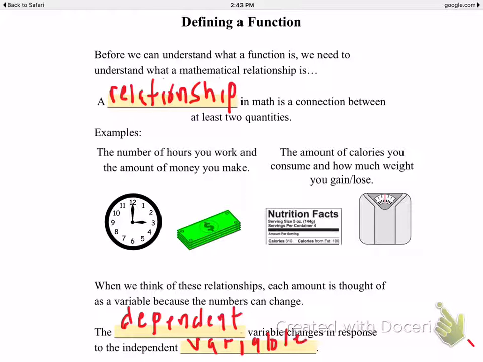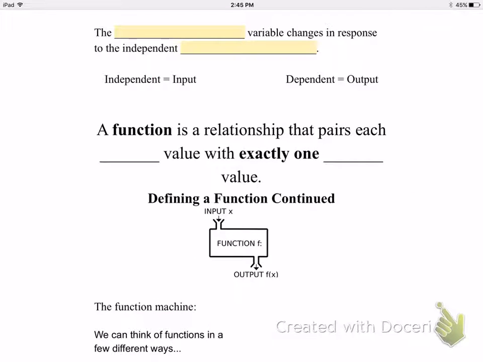So if you think about the money analogy, the dependent variable is going to be how much money you make. It depends on how many hours you work. The number of hours you work is the independent variable. It stands by itself. It's not dependent on anything else, unlike the amount of money you make, which depends on how many hours you work. So if we scroll down a little bit, we see that the independent variable is the input. It's what goes into the function, whereas the dependent variable is the output. It depends on the independent variable.